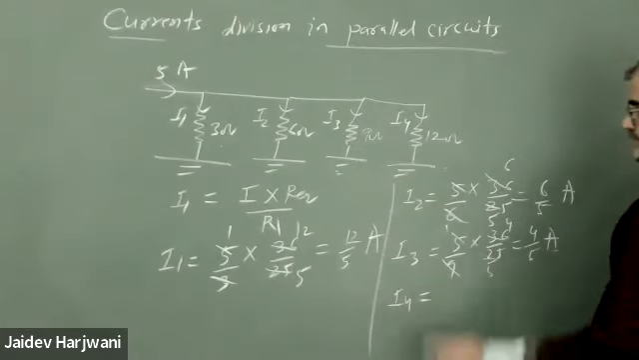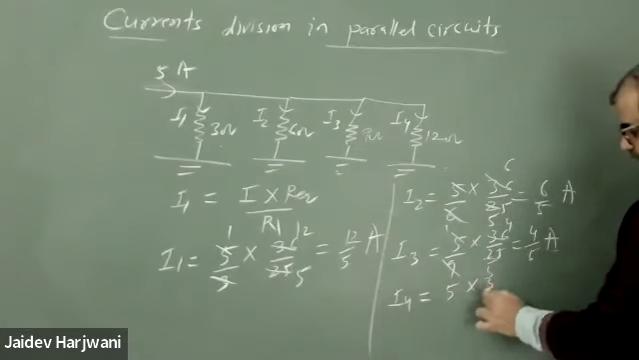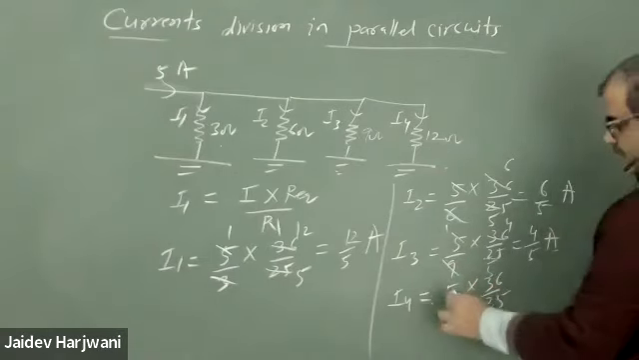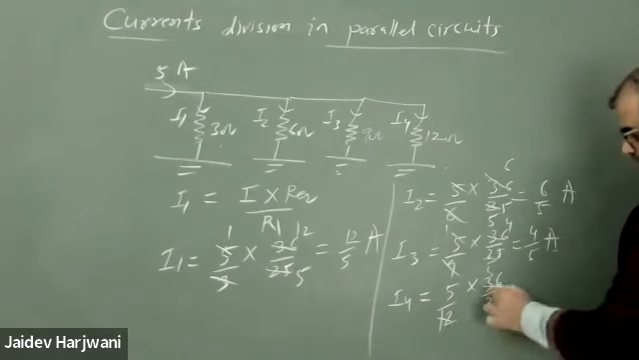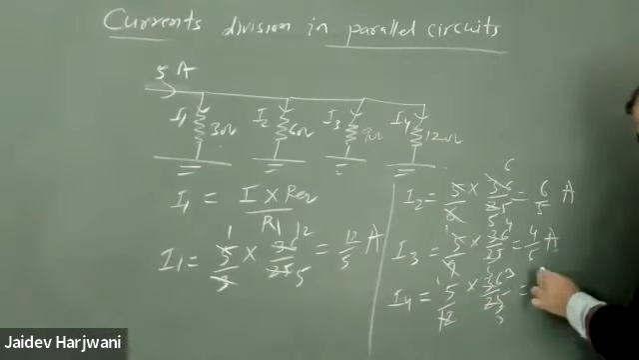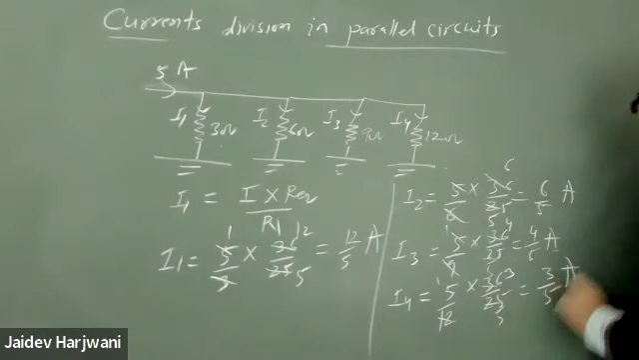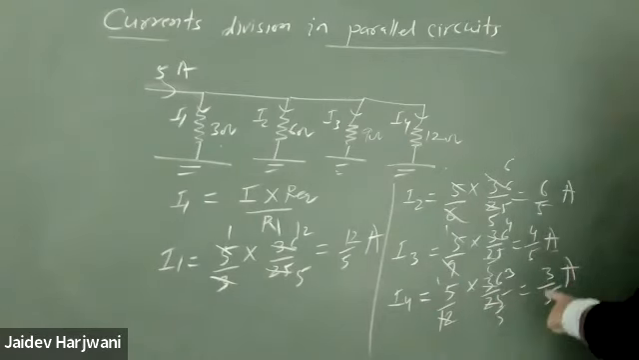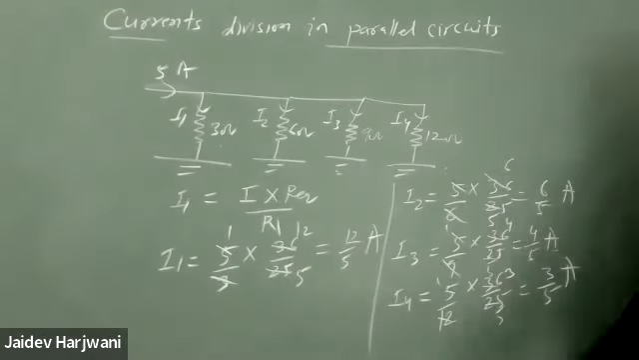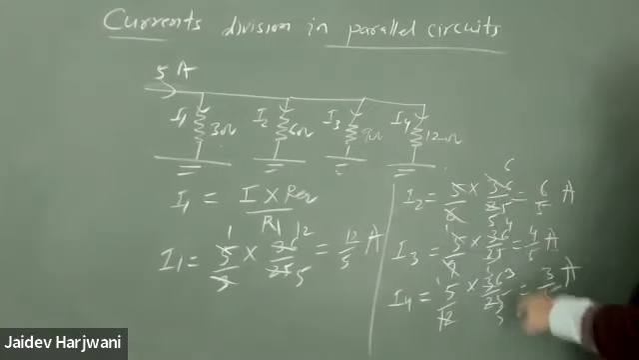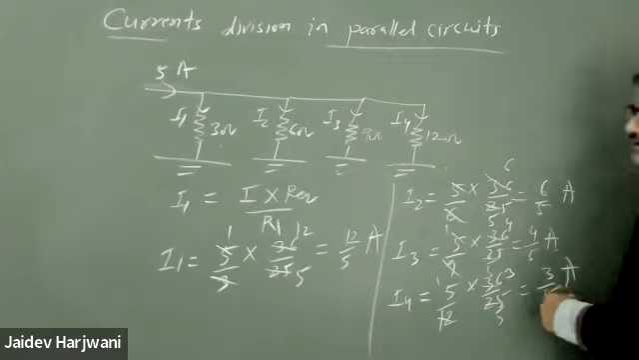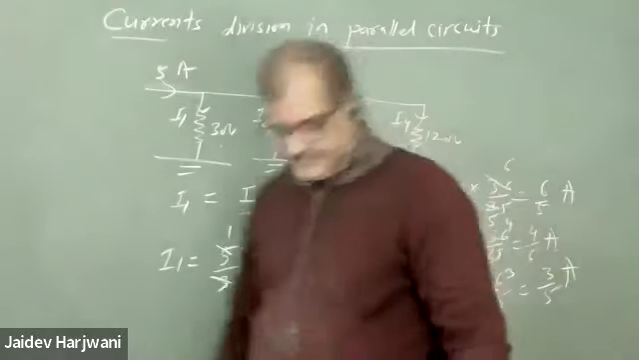And similarly if I want I4, it will be total current 5, times 36 upon 25, upon 12. This is 1, this is 3, 1 upon 5, so 3 upon 5 ampere. Now if you add these: 12 by 5, 6 by 5, 4 by 5, 3 by 5, 12 plus 6 is 18, plus 4 is 22, and 3 is 25, 25 divided by 5, total current will come to 5 ampere.